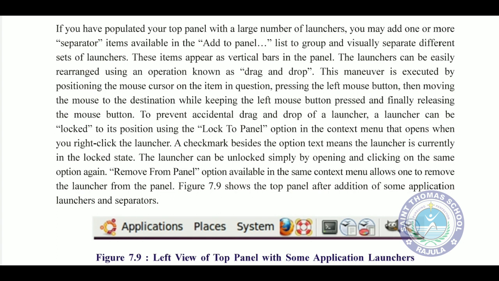Then the next option is how to remove application launchers from the top panel. Suppose you have put many application launchers there, and some are unused, meaning applications you are not using frequently. To free the occupied space, you may remove those icons permanently from the panel. Again, this is possible through the context menu, through right-click only. Right-click on any icon that you want to remove and select the Remove From Panel option, and then that item will be removed from the panel.